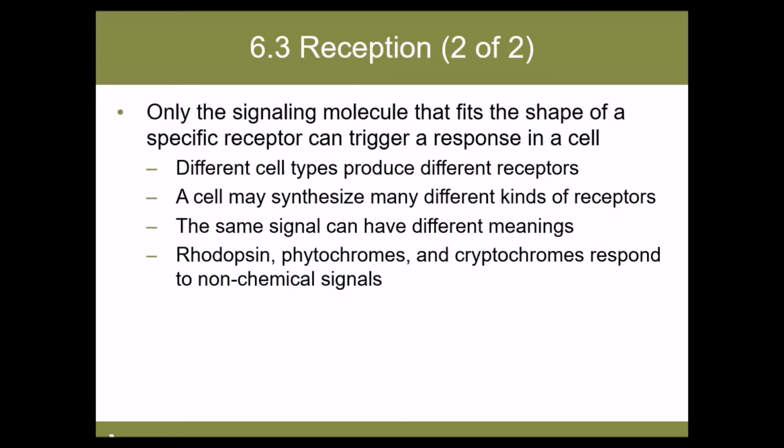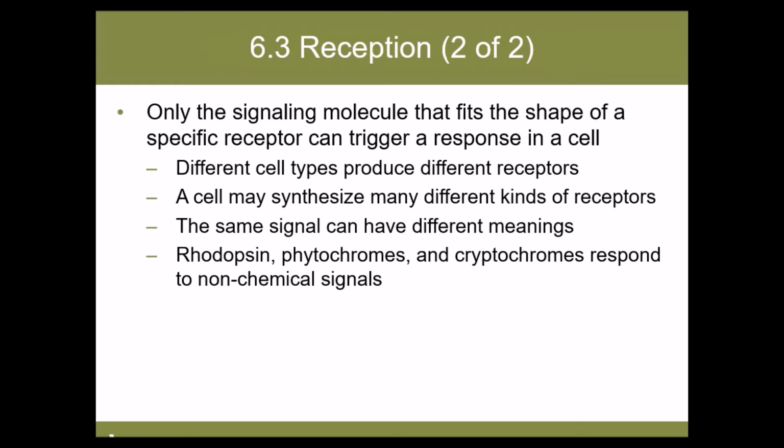And this slide here just gives you some examples of some ligands and receptors. It also mentions, again, that only the signaling molecule that actually fits the shape of the receptor can trigger a response. And again, that goes back to the specificity. They have to match. If a chemical signal happened to come across a receptor that it didn't match, then there wouldn't be any kind of response.